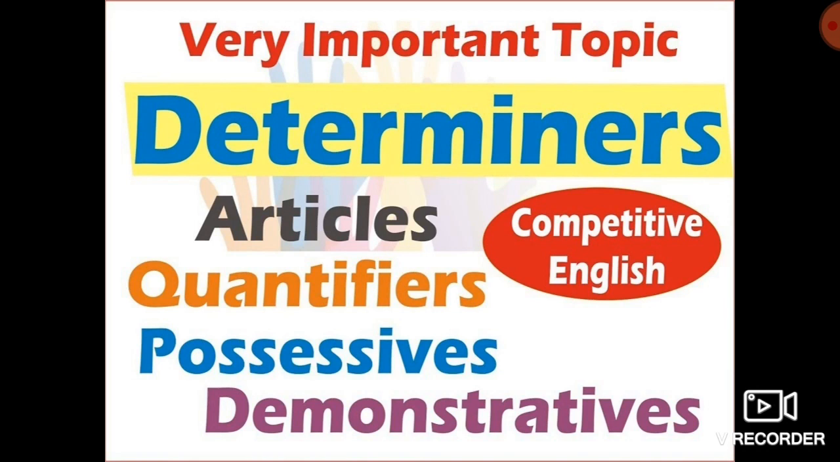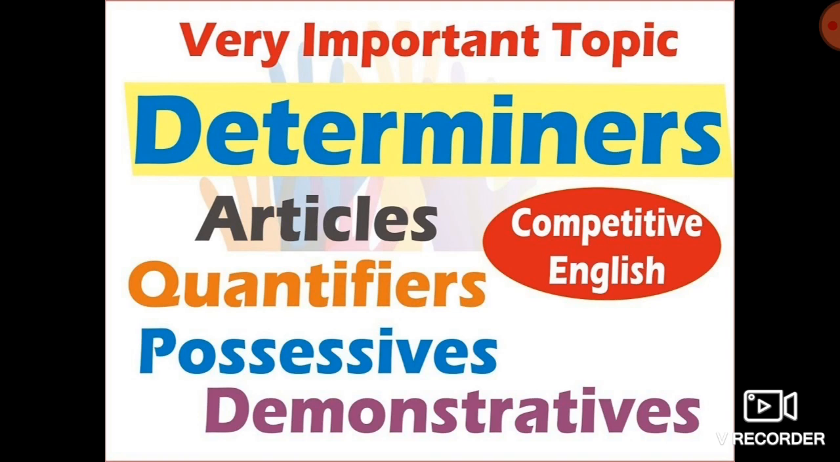Today we are going to learn about determiners. First of all, let us know what is determiner. A determiner is a fixing word which fixes or modifies the noun before which it comes. For example, she is a doctor. Here doctor is a noun and a is determiner because it comes before noun.